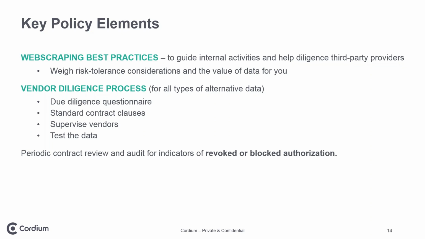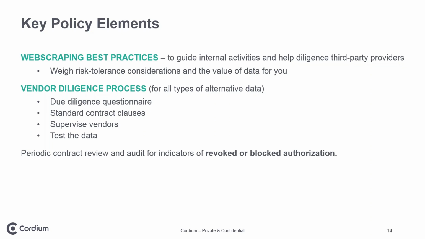And you may want to weigh risk tolerance considerations against the value of the data for you. So sort of a risk-benefit analysis before engaging. The policy should also include a vendor due diligence process. And this is for all types of alternative data, not just your web scraping. That can include a due diligence questionnaire, standard contract clauses, the supervision of vendors, and, as I said a few times, testing the data from time to time.